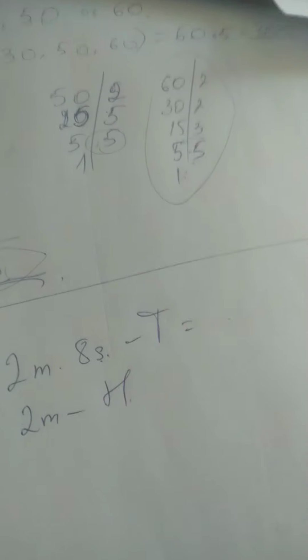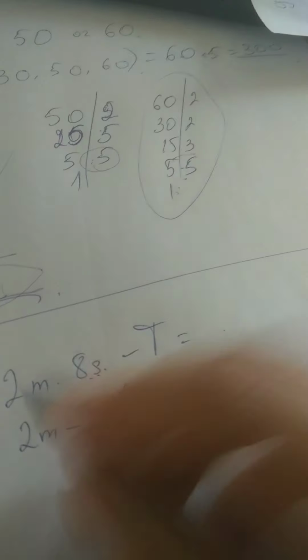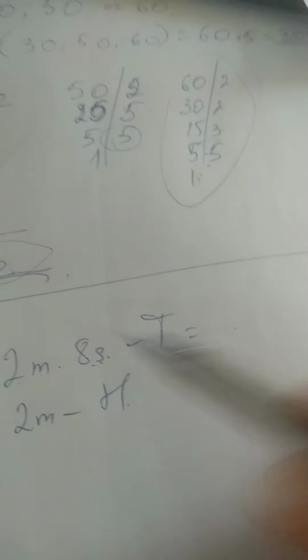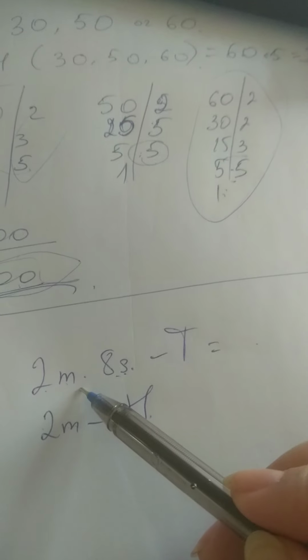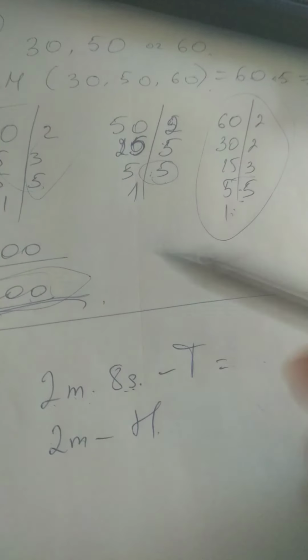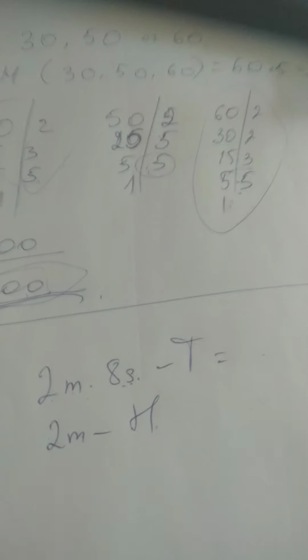Okay, but guys, look here. We have 2 minutes 8 seconds, but we need to find the same measurement. For example, this is minutes, this is seconds, but we should convert 2 minutes. How can we convert to the seconds? You can convert to the seconds, or to the minutes, but I prefer to convert to the seconds, because with the seconds you can find it easily.